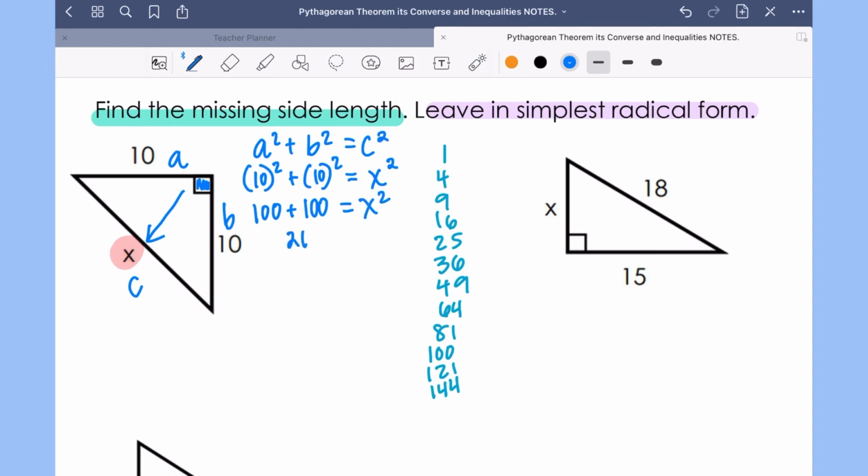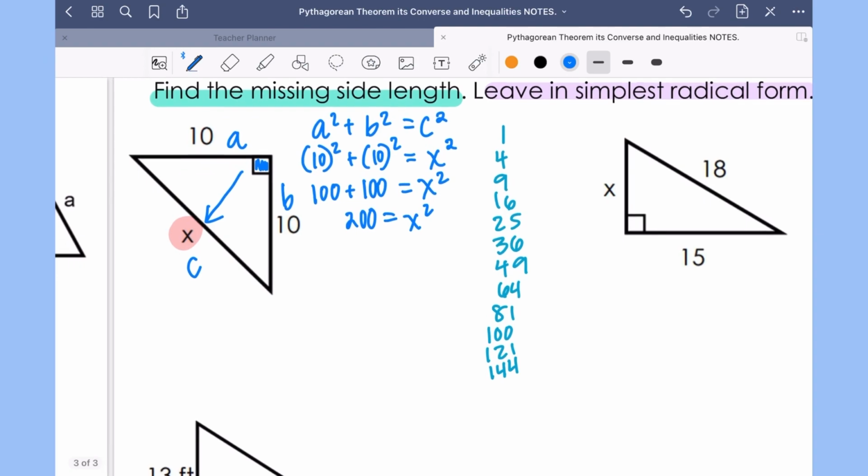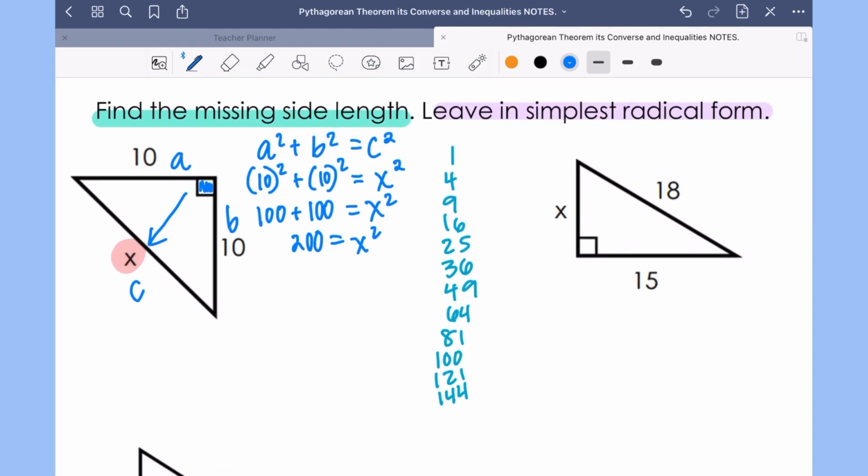200. Now remember, if you can skip some steps, I'm okay with that, but be organized. Don't lose your equal sign and don't lose the x squared or your x, okay? So this is where most of my students throughout the day got stuck, which is okay. What do we do next? How do we finish this?